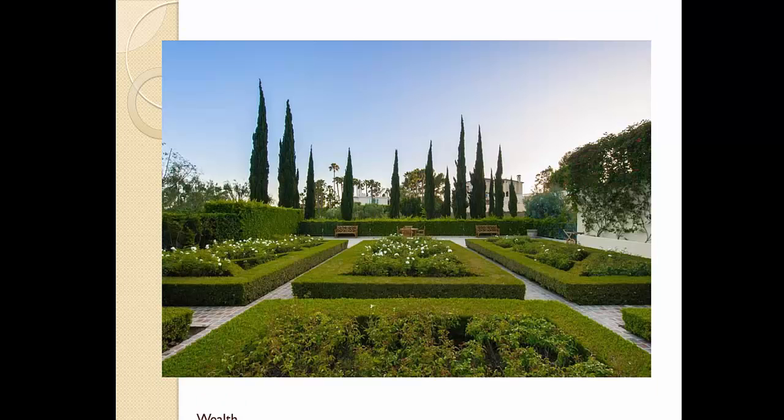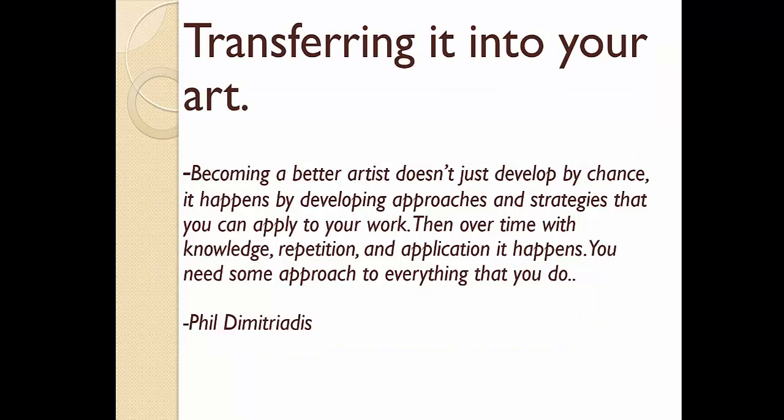Gardens. Rich people have so much money that they can have their own garden that you have to walk through. And they set it up into 1 point, of course, right? All right. So, how do you transfer all this into your art? Becoming a better artist doesn't just mean that you develop things by chance. It happens by developing approaches and strategies that you can apply to your work.